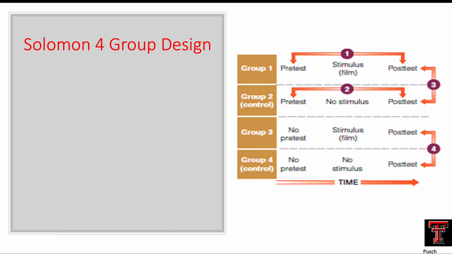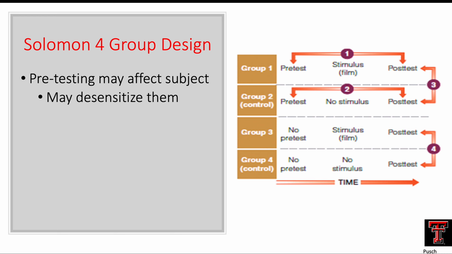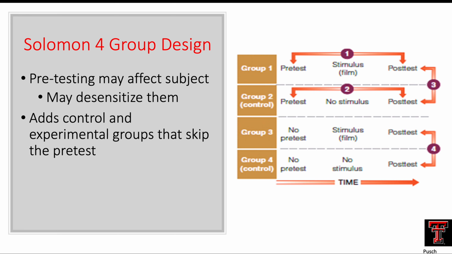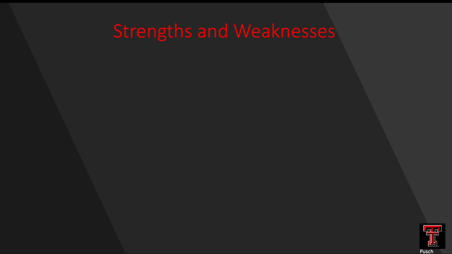So next is a Solomon 4-group design. The pre-testing might affect the subject as well. They might become desensitized to whatever the stimulus is. So it adds control in experimental groups that skip the pre-test. Again, this is using 4 groups instead of 2, and it's just sort of an added reassurance that we're looking at the true effect of the stimulus.